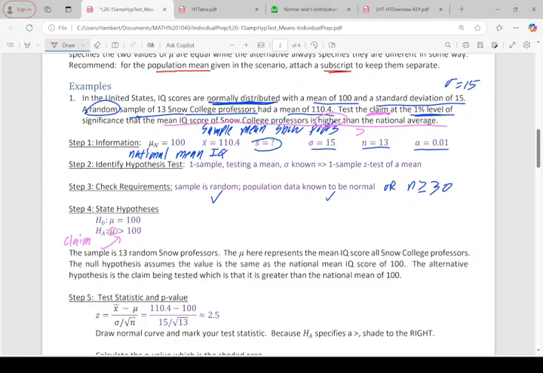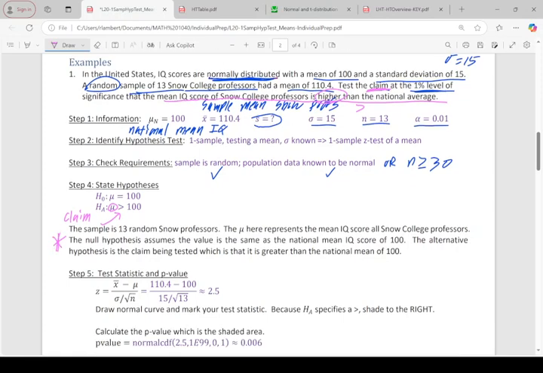This mu always represents the population that the sample represents. And the sample represents Snow College professors in general here. So I wrote all this out to explain this. Since the sample is the 13 random Snow professors, the mu is the mean IQ of all, and that's important. Entire population. We don't know what that is. We didn't do the whole population. We just have 13 values.